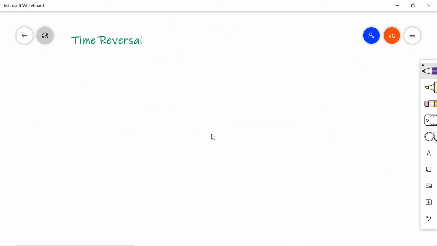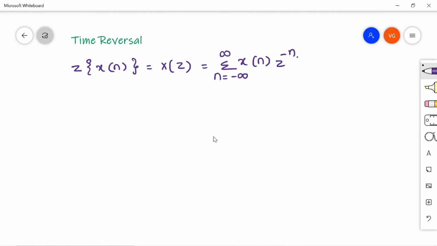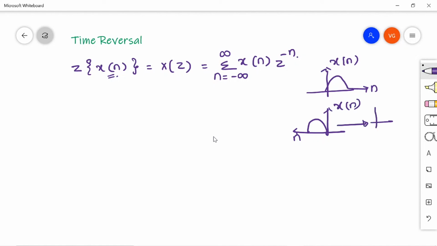Next is time reversal property. So for a signal x of n, the z transform of that x of n signal is given by X of z. By definition, it can be expanded as n is running from minus infinity to infinity, x of n z bar minus n. Now, if this x of n is time reversed, see, suppose say this is my x of n. Reversed means x of minus n to the other side, right?